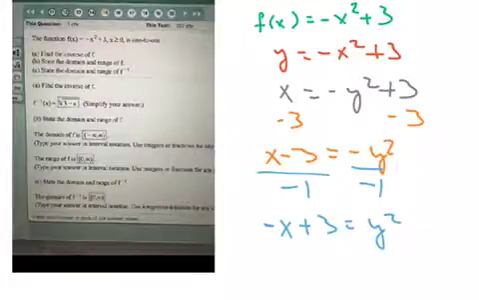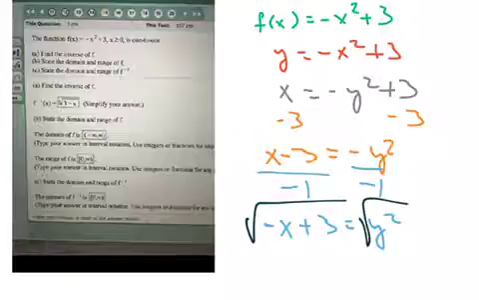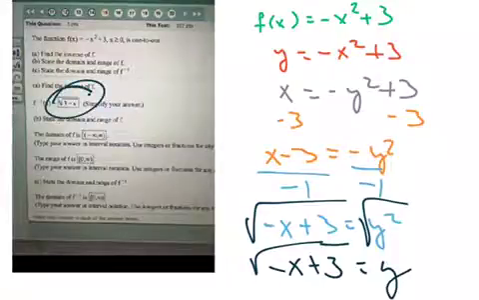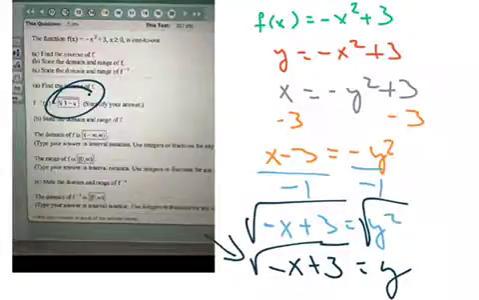And then from here, I need to get rid of that square, so I just take the square root of both sides. So I end up getting the square root of negative x plus 3 is y. And that would be the answer here. Okay? Now, what's going on with this function? What does this answer choice really mean?